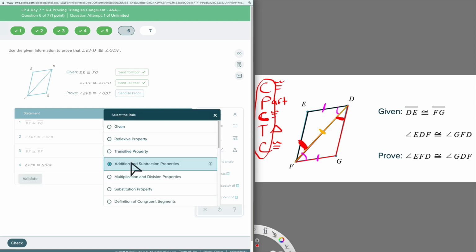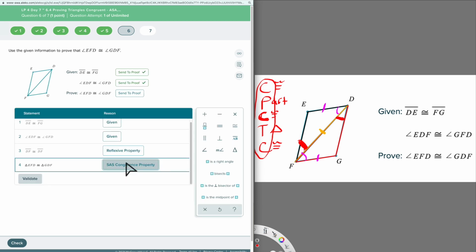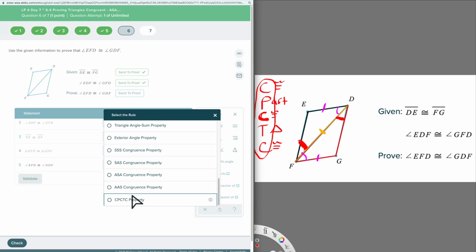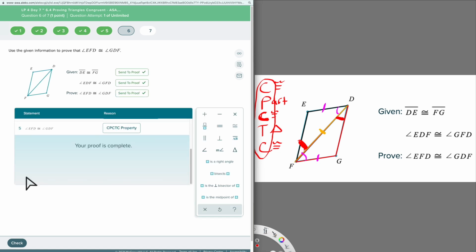So I'm going to go down and choose side, angle, side. Whoa, what happened? Kind of moved up there. Side, angle, side, congruence. I'm not done yet. Now I can send this to proof for real. So I'm not going to change this one. I'm going to go down and choose CPCTC. And they do break this down for you if you want to see the words for it. Corresponding parts of congruent triangles are congruent. And I can validate, and my proof is all done. Yay!